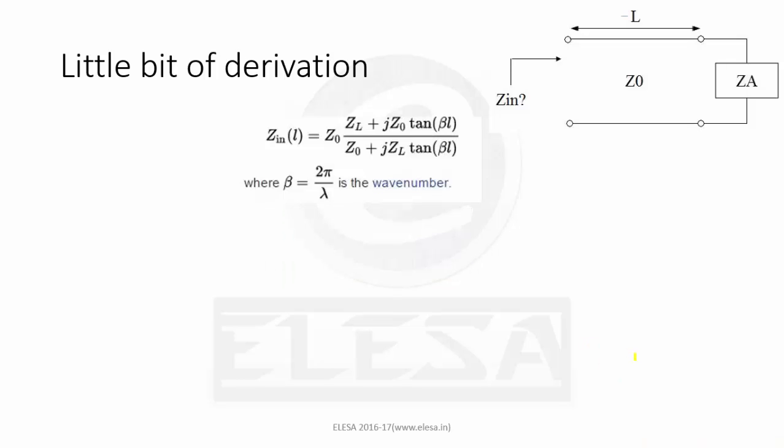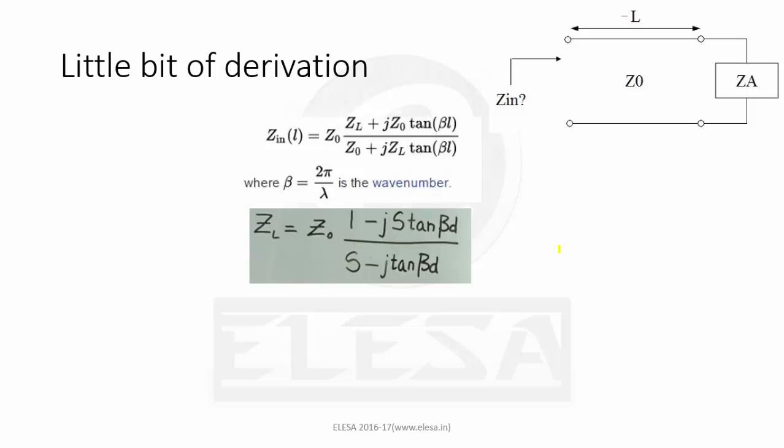So let us equate this input impedance to a value Z0 by S. So why are we doing this? Because the input impedance seen by a transmission line at a distance equal to minus L, which corresponds to the first voltage minima, will be Z0 by S. So after equating this equation to Z0 by S and solving it further to get the load impedance, we get the following equation, and it is fairly straightforward. ZL is equal to Z0 into 1 minus jS tan beta D upon S minus j tan beta D. Now instead of L, I have put D here.